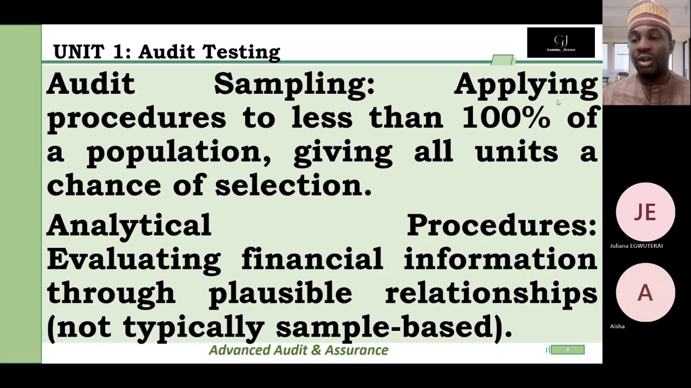It's very engaging. So we're looking at sampling, audit sampling. You're applying procedures to less than 100% of the population. Just like I spoke to, you have 1,000 invoices and your time cannot permit you to test all the 1,000. So you have to test less. So you can do 10%, 20%, depending on the time. You are giving all units a chance of selection. So out of that 1,000, you can just randomly look at the values and pick 10% or 20% to test. That's what sampling is all about.